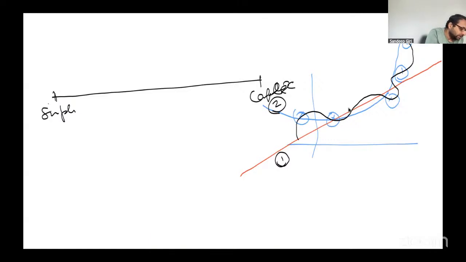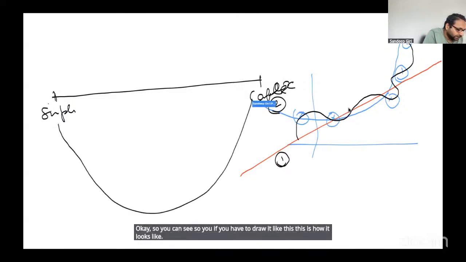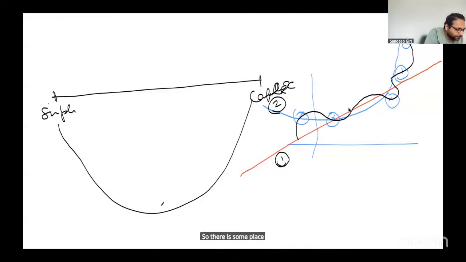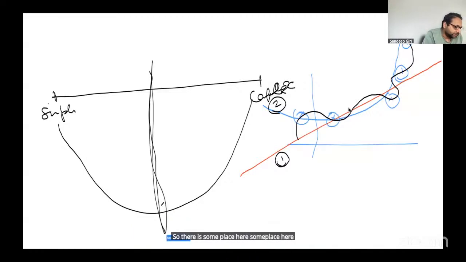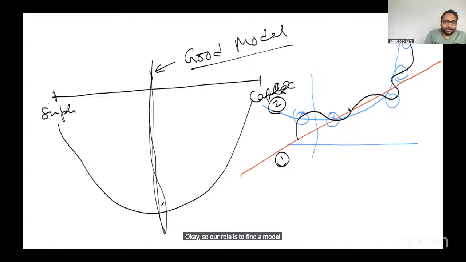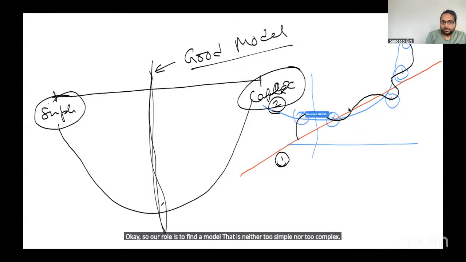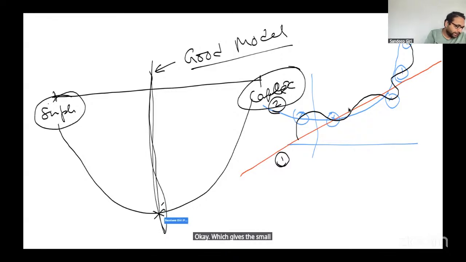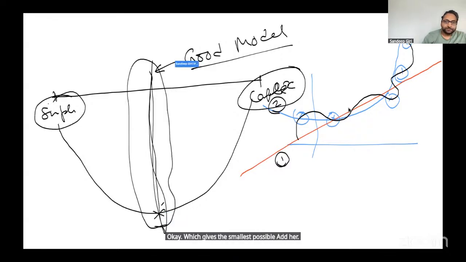Okay? So you can see, if you have to draw it, this is how it looks. There is some place here where our role is to find a model that is neither too simple nor too complex, which gives the smallest possible error, right?